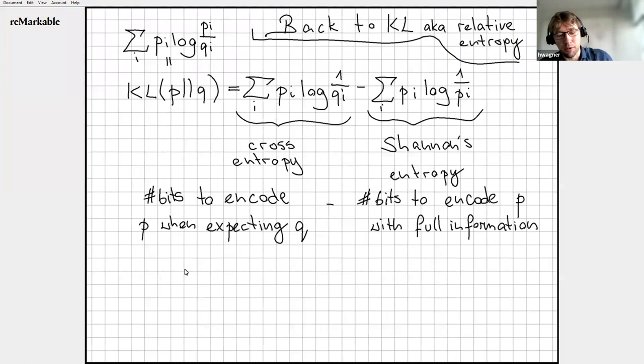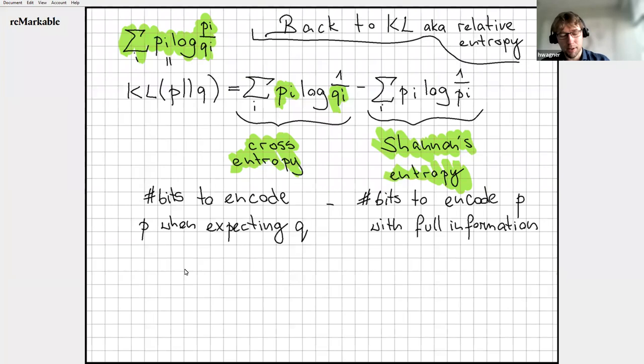So we used this kind of ugly but compact formula before, but this can be rewritten as the difference of two terms. The term on the left is often called the cross entropy, and the one on the right is Shannon's entropy, which we have already seen. So cross entropy mixes up the two probability vectors, and in particular it takes the expectation over the information content, but of the second vector, the vector Q. And this can be interpreted as the number of bits we need to encode events coming from P when we're expecting events coming from Q. This is the average number of bits.